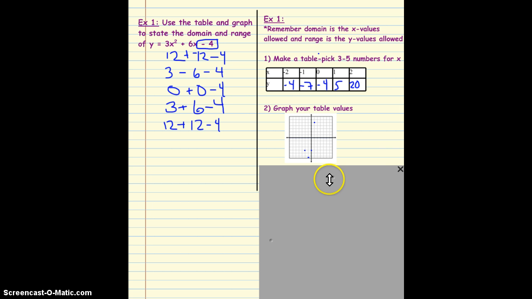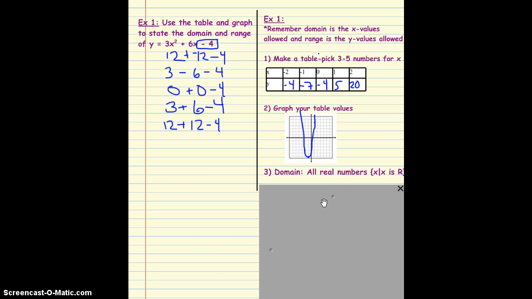All right, so we made a table, graphed the table that we just made, and then what we're going to do is connect the dots. They look like this, but it's a parabola, so it's going to be the same on the other side. So it's going to look something like that.